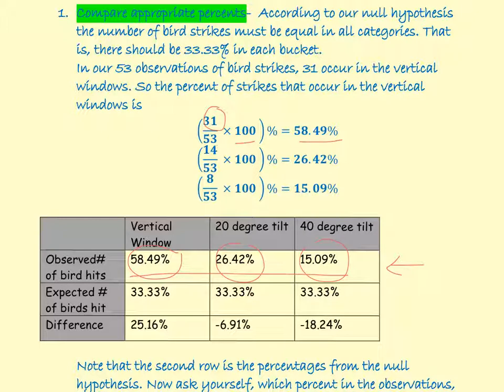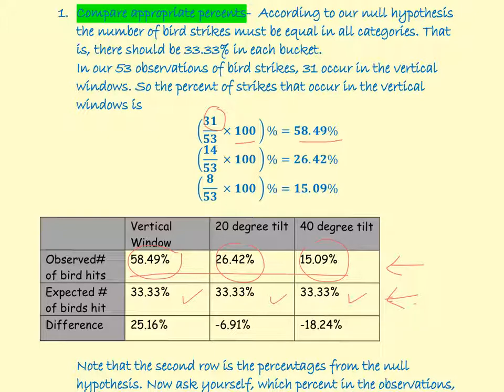So we do the same for all the three counts. So 14 out of 53 times 100 for the 20-degree tilt, and 8 out of 53 times 100 for the 40-degree tilt. So we have percentages instead of counts in the first row. We do the same thing with the expected counts. In the case of expected counts, we assume that all buckets must have an equal number of bird strikes, which makes it 33% for each category.